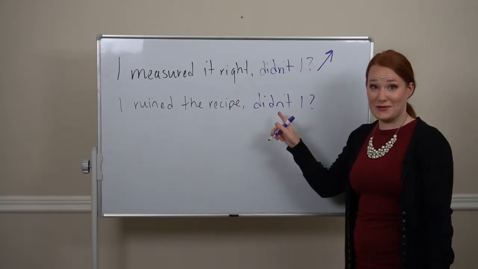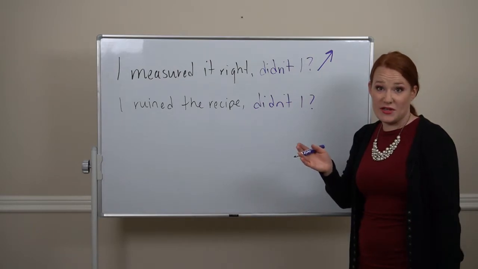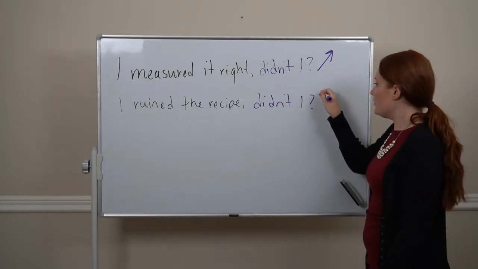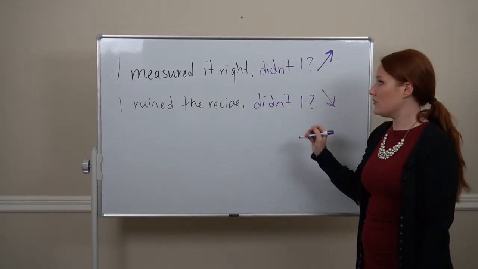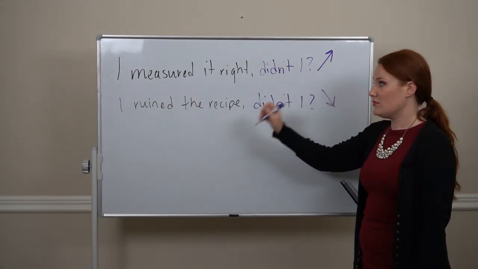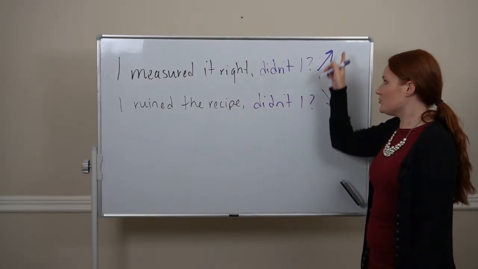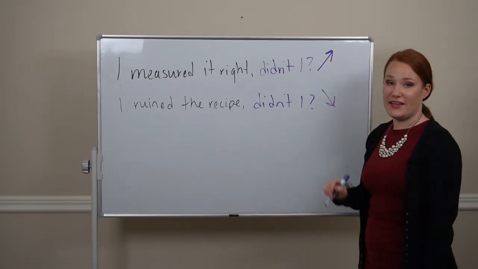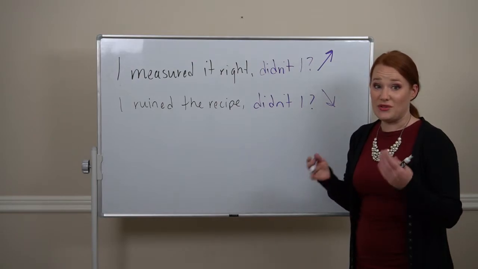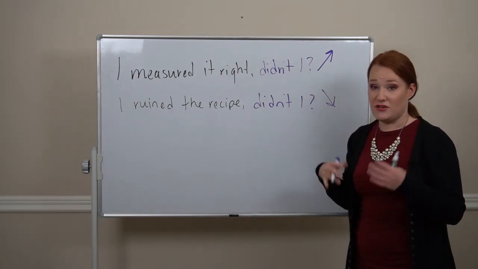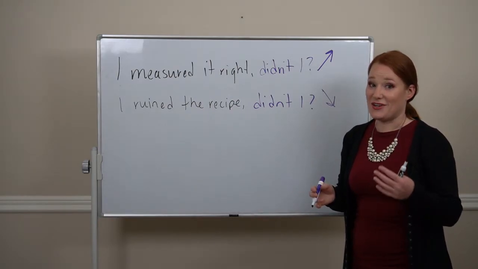When we think we're right and we want confirmation, we go down because it's a statement. We're saying, yep, this is true. I measured it right, didn't I? I ruined the recipe, didn't I? So this rising or falling inflection will give your listener a little clue to how you actually feel. They'll know if you're honestly asking a question or if you're just asking for confirmation.